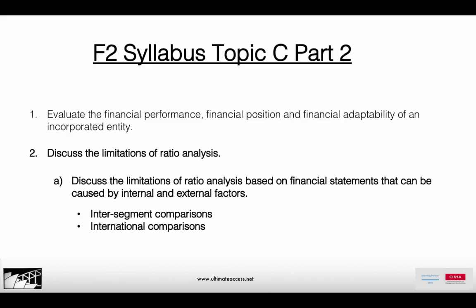Our topic for today is the F2 syllabus topics, Topic C, Part 2. Part 2 discusses the limitations of ratio analysis that are based on the financial statements, and this can be caused by internal or external factors. We look at inter-segment comparisons and international comparisons.